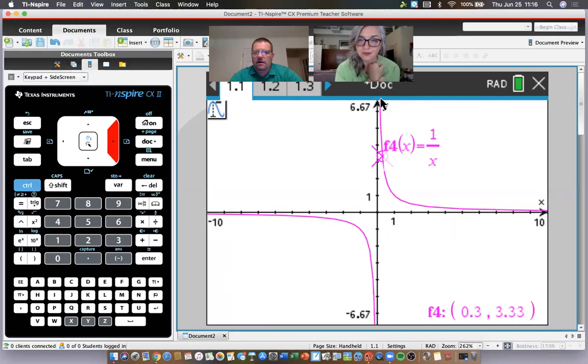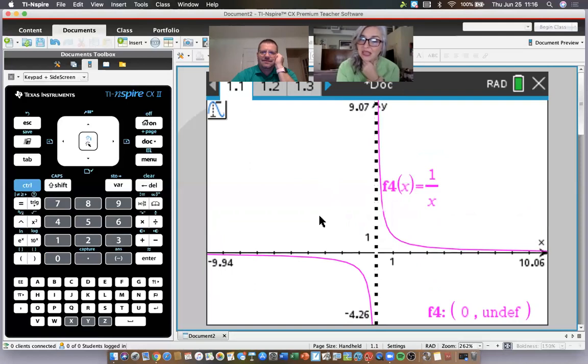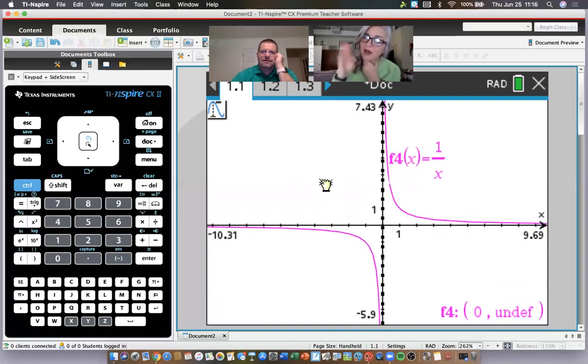So right now I'm at 0.3. If I were to go to 0.2, the graph would go higher. If I go to 0.1, it would get higher still. When I go to 0, I get womp womp. Wow, you can't divide by 0.